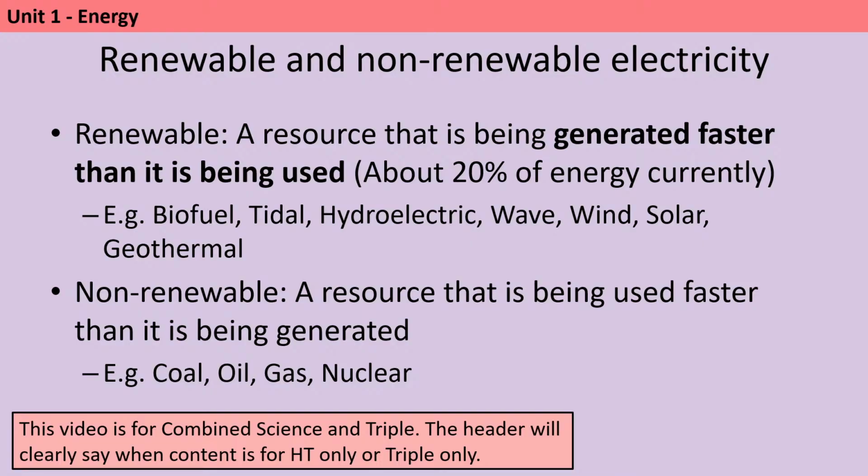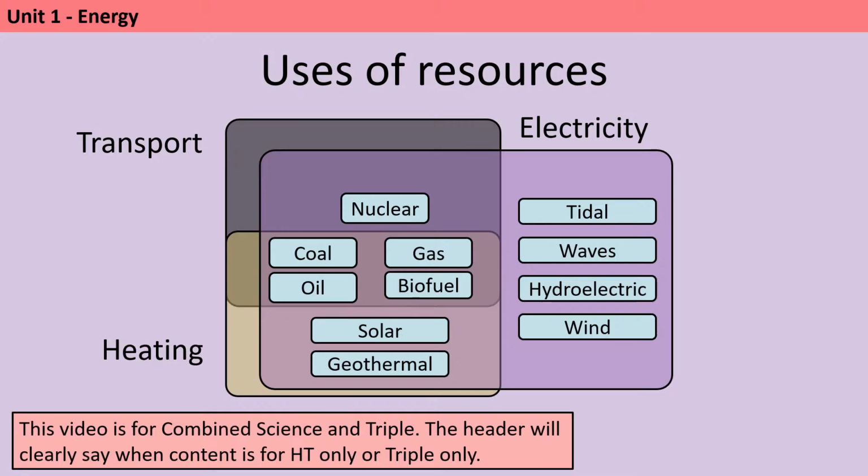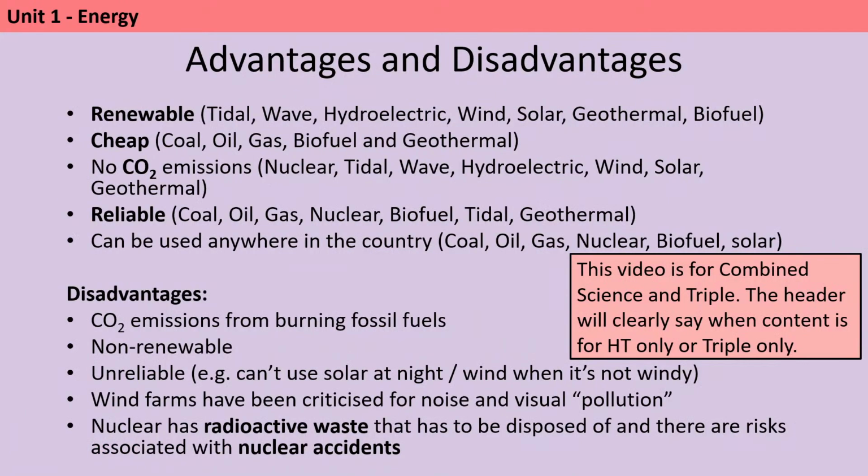The final part of this energy topic is about national and global energy resources. You should be able to distinguish between renewable energy resources, which are being generated faster than they're being used, and non-renewable or finite energy resources, which are being used faster than they're being generated. These energy resources can be used in a variety of ways, including transport and heating, as well as electricity generation. For each resource, you should be able to discuss the advantages and the disadvantages. This often comes up as an extended response question where you're asked to compare the advantages and disadvantages of two of these different energy resources.